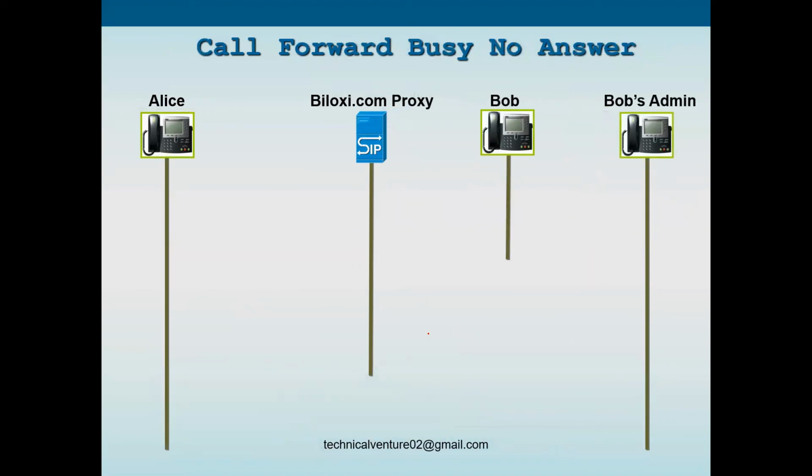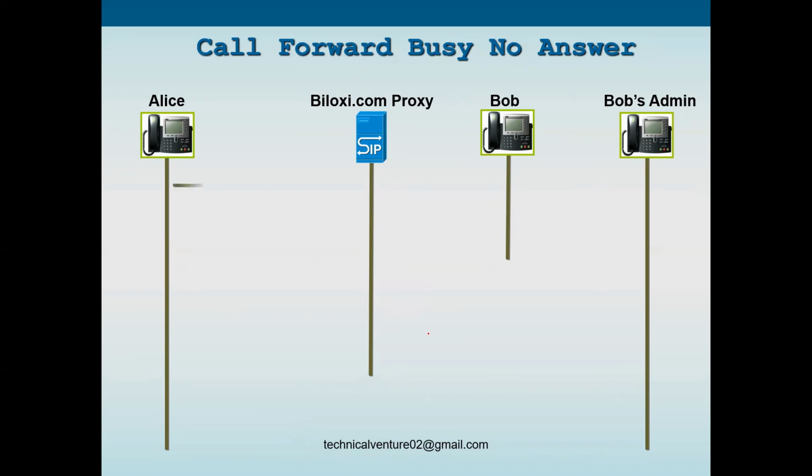So it will send the 488 Not Acceptable Here. Then we have another example, call forward busy no answer. It means when someone is busy, like on the previous slide, Bob was busy talking to Dave and it just sent a 486 message saying I am busy here. Now, once Bob is busy, on busy no answer it will forward that call to someone else, like in this example, to Bob's admin.